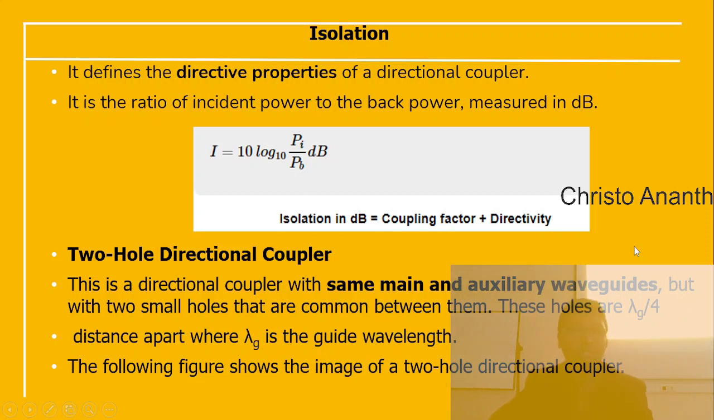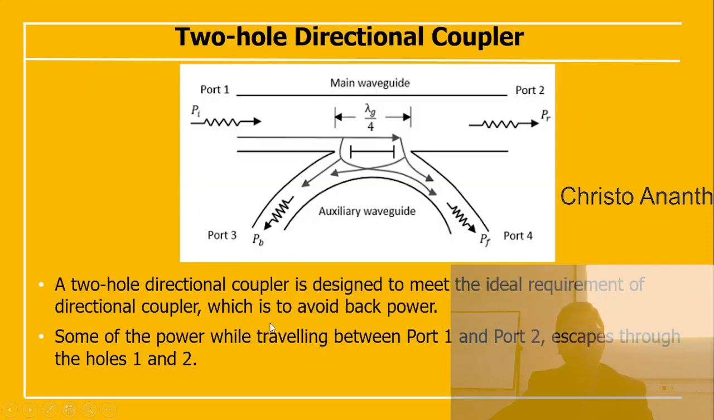Now the two-hole directional coupler we'll be discussing. It's a directional coupler with both the main as well as auxiliary waveguides, but with two small holes common between them. The holes are lambda g by 4 distance apart, and lambda g is nothing but the guided wavelength. So we have the two-hole directional coupler, main waveguide, auxiliary waveguide, the guided wavelength lambda g by 4, PI incident power, and reflected power.